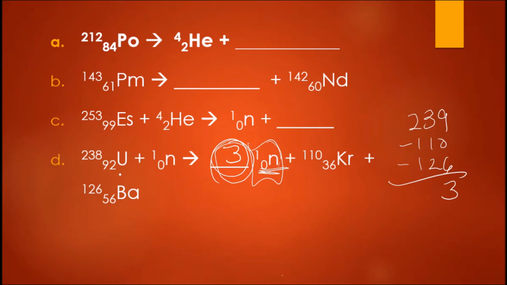Let's make sure this works. 92 plus 0 is... Elaine, 92 minus 0 minus 36 minus 56. It better equal nothing. Does it? See how we did that one? You just have to find what number fits in there that makes both sides equal. Yes?